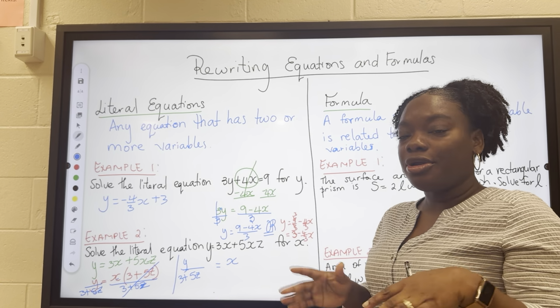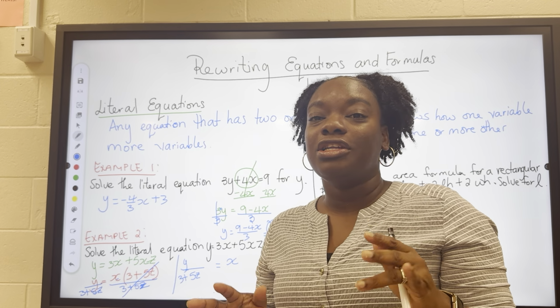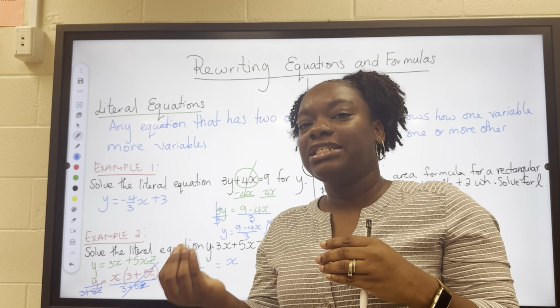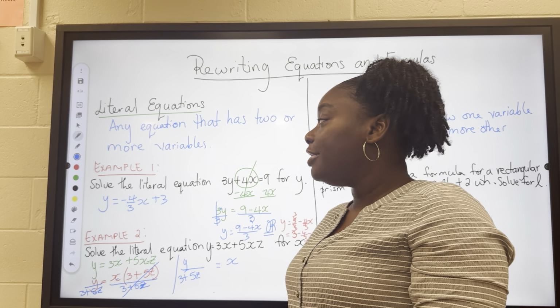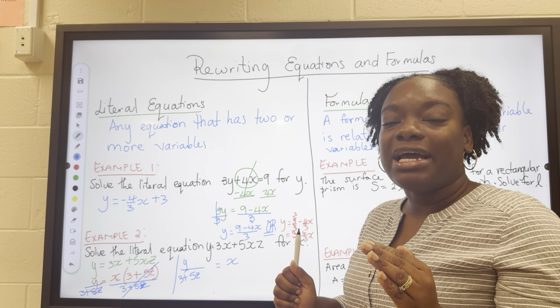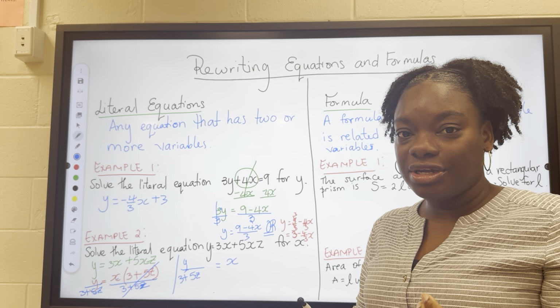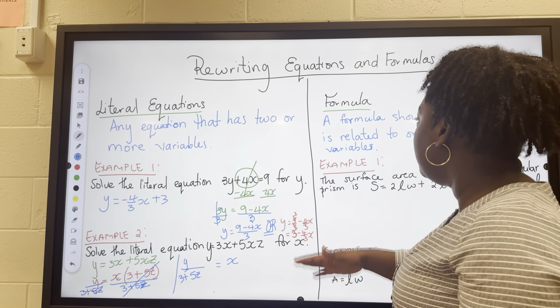Now, remember, it's just writing it as you would have done for regular equations. You're just moving everything that's in the way of what you want to write on one side by itself. All right, so if they ask you to write for y, you want y to be on one side by itself. So use the inverse operation and use the balancing method to help you to get that. All right, let's go over here.